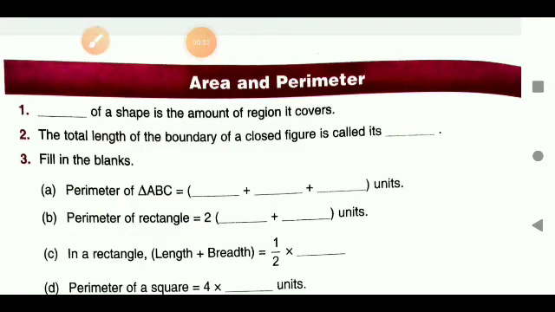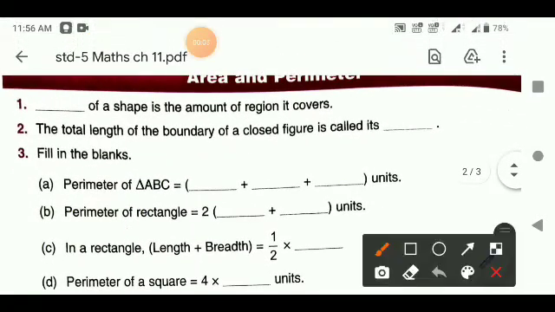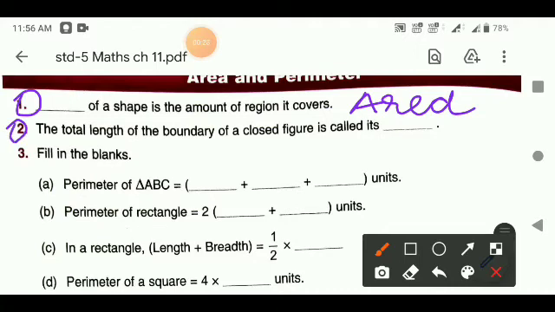Now we will see the fill in the blanks. The first fill in the blanks is: dash of a shape is the amount of region it covers. So it is area. Now the second question. The total length of the boundary of a closed figure is called its, students, you know, perimeter is the sum of sides. So it is the length of the boundary. So your answer is perimeter.